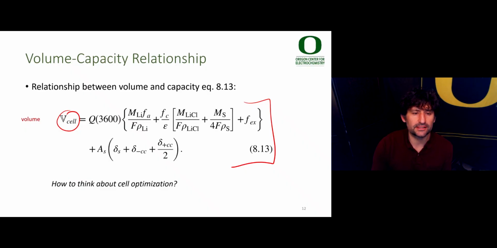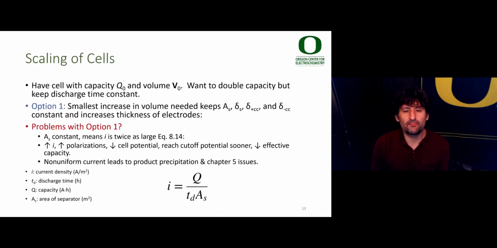So let's do a simple example. Imagine you have a cell with capacity Q0 and volume V0. Notice this is not italicized, it's not voltage, it's volume. And you want to double the capacity, but keep the discharge time constant. Okay, so if you double the capacity and keep the discharge time constant, your power will increase essentially by a factor of 2.